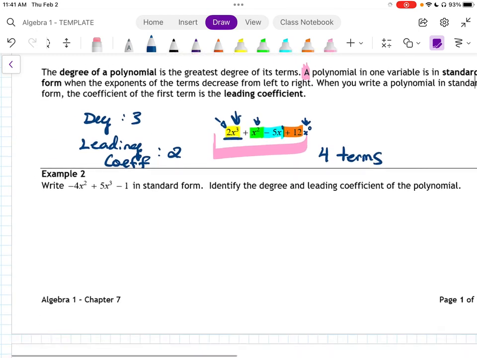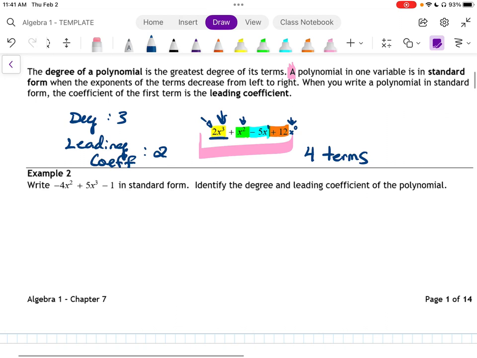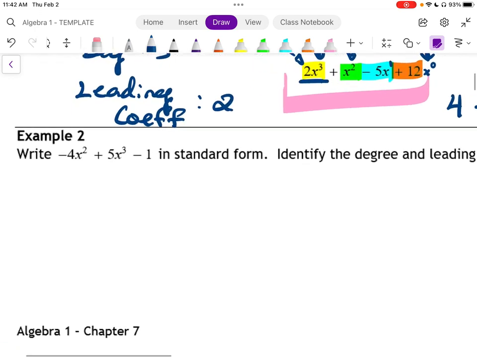All right, next up, example 2. Write the polynomial in standard form, identify the degree and the leading coefficient. So starting off, we want to write it in standard form. Highest exponent first. I see that this one has an exponent of 3, then we have an exponent of 2, and then we have no exponent. So we're going to write the one with the 3 first. 5x cubed minus 4x squared, and then minus 1.